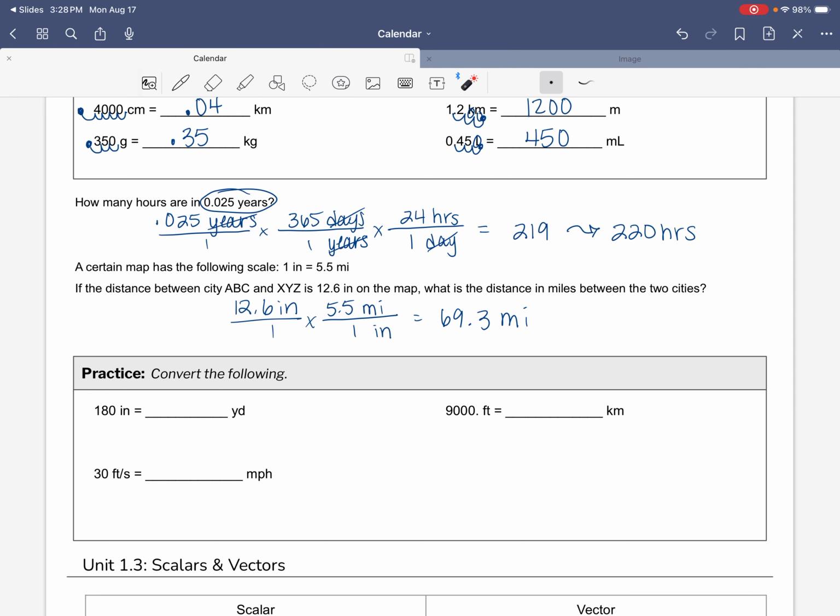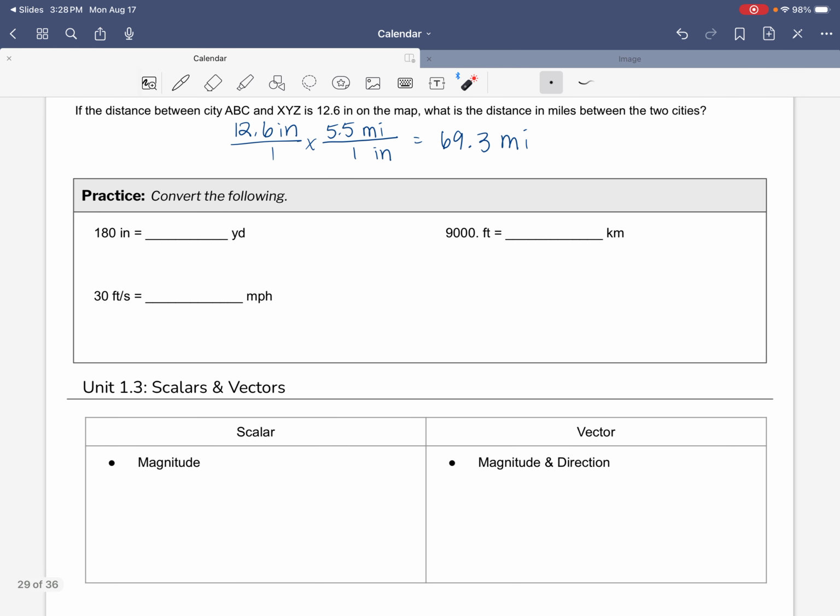All right, for additional practice converting, we're going to be using the unit conversion chart above to set up our ladders. So we're going to start with 180 inches over 1. Looking at our conversion chart, I'm trying to go to yards. So I do have inches to feet, and then I have feet to yards.